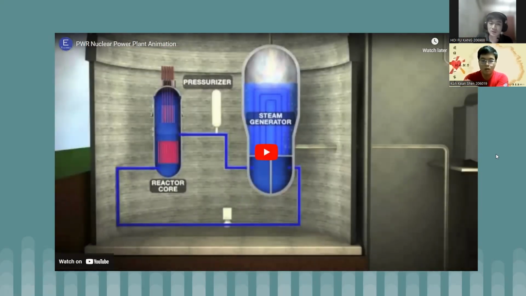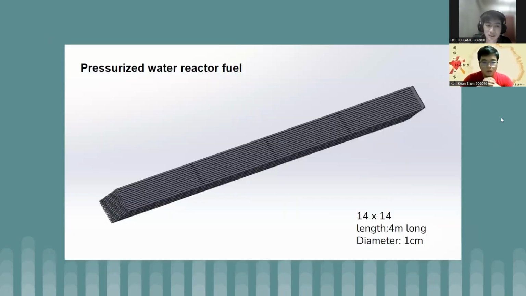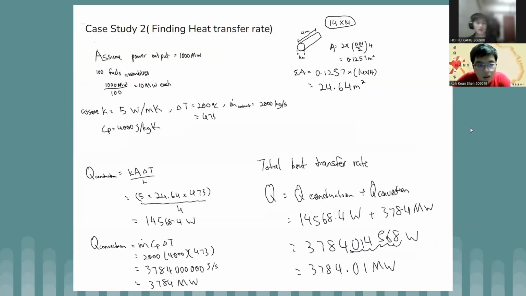So next, basically, heat transfer in all applications is similar, and I will proceed with my calculation and my case study. So as I said, I will focus on the pressurized water reactor field. So this is my configuration for my case study. I will use a fuel rod arrangement of 14 by 14. The total length of the fuel rod is 4 meters, and each fuel rod is around 1 centimeter in diameter. So this is my calculation. There are a few assumptions to be made.